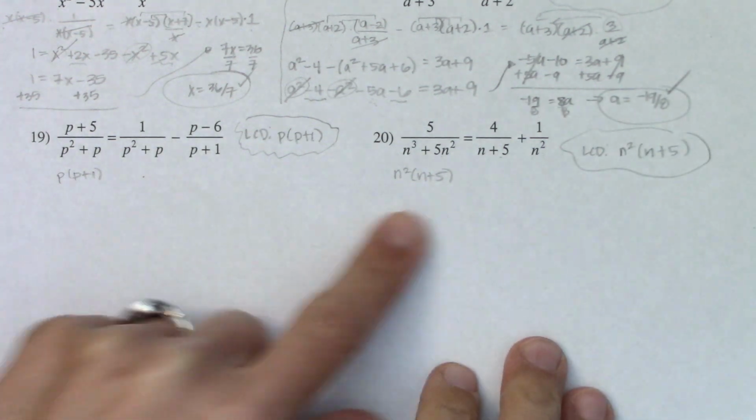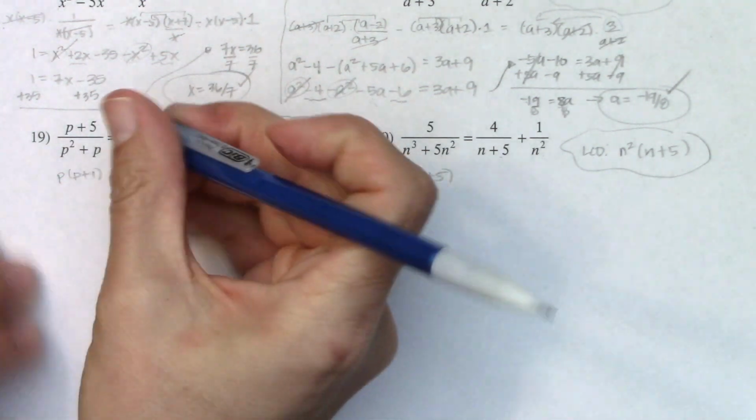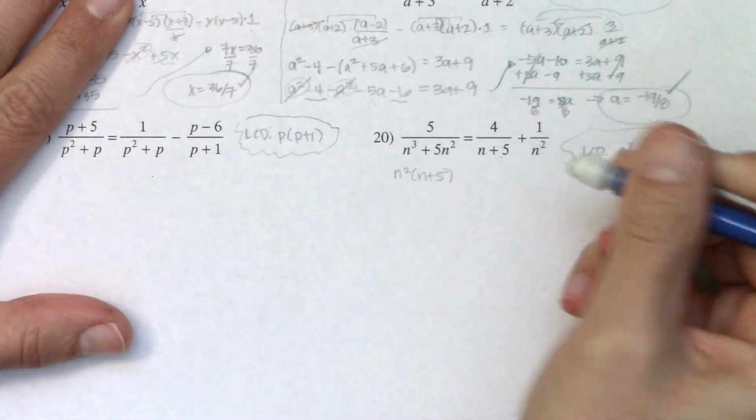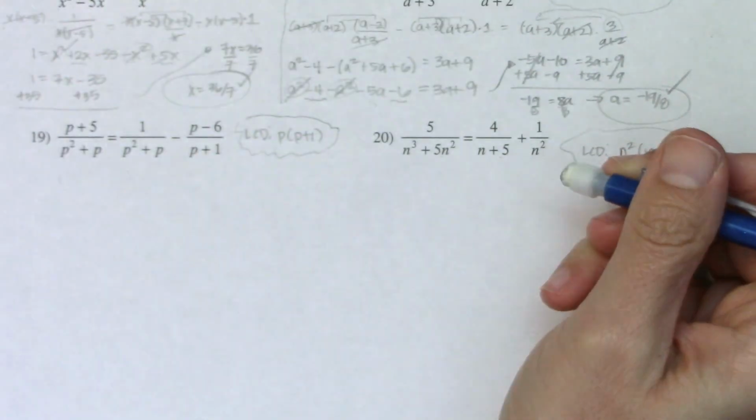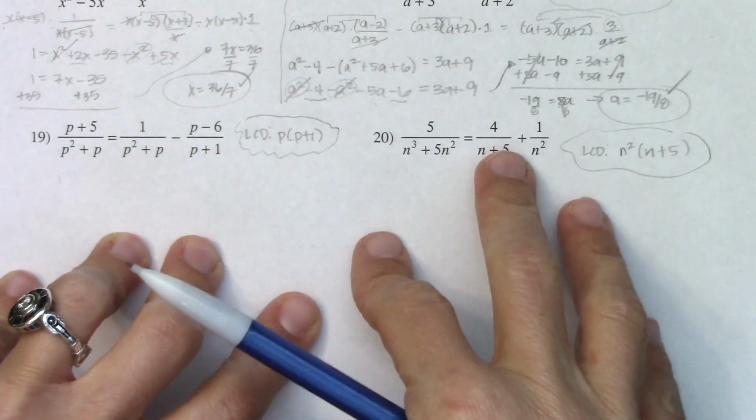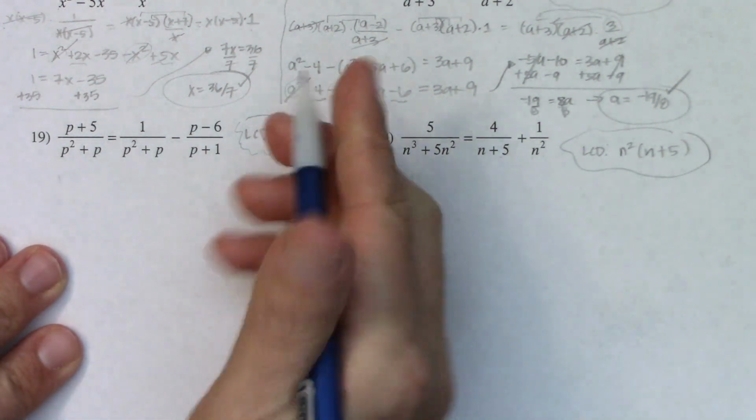I'm going to multiply, like I've been doing, every term in my rational equation by that LCD, and it will knock out the fractions. That's something we're doing by design. Once I knock out the fractions, I'll either have a linear equation to solve or a quadratic, and we'll just see. So here we go.